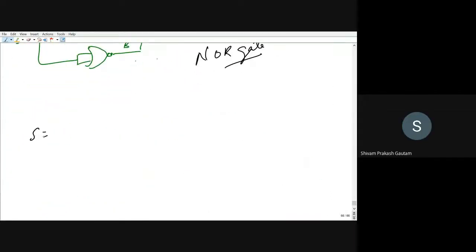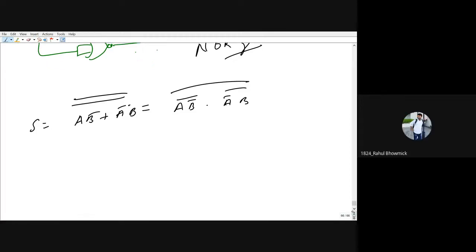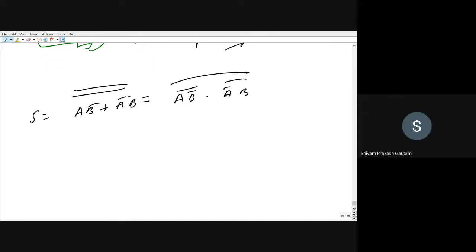So some expression was A B bar plus A bar B, and you are saying to double complement it, so it will be (A B bar)' dot (A bar B)', whole bar, right? Yes. So from here, what do you want?